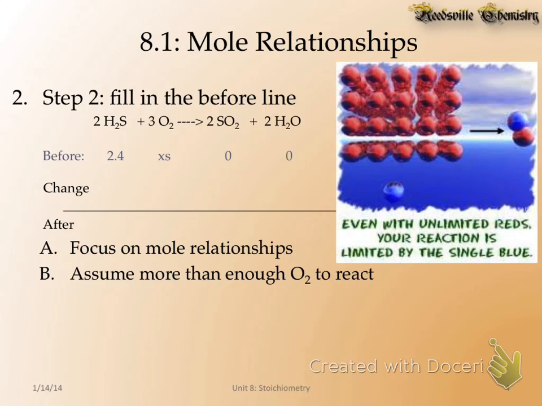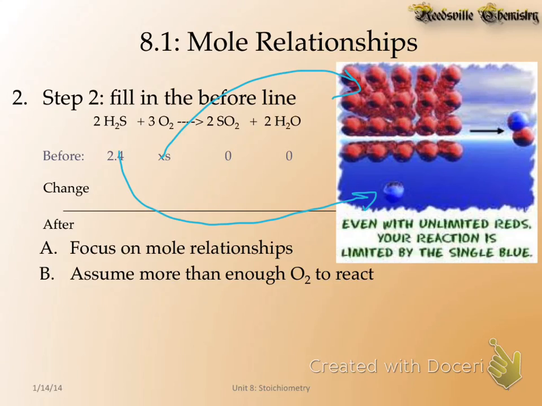Okay. And how does that excess come into play? Well, let's think about it. Even with unlimited reds, so even if we had unlimited amounts of oxygen, my reaction will still actually be limited by my blue. So in my little analogy here, my blue is my hydrogen sulfide, and my red is my oxygen. I've got all the oxygen in the world, but something limits the reaction.